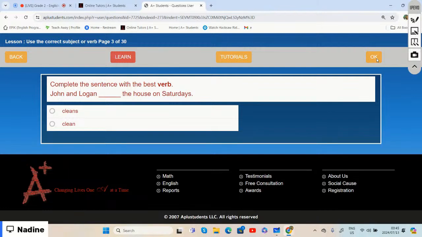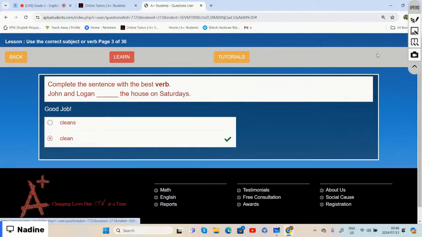All right, let's do the last one. It says John and Logan refers to two people. Do we say John and Logan cleans the house on Saturdays, or do we say John and Logan clean the house on Saturdays? And if we were to choose the correct one, then we'd say John and Logan clean the house on Saturdays.